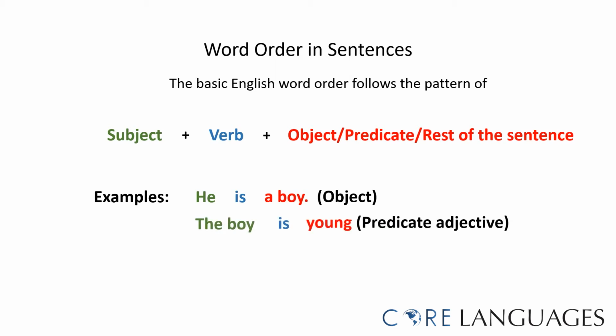He is the subject, is the verb, and a boy is the object. The boy is young. This sentence does not have an object but a predicate adjective. The boy is the subject, is the verb, and young is the predicate adjective. They work without taking a break. In this sentence, they is the subject, work is the verb, and without taking a break is the rest of the sentence.